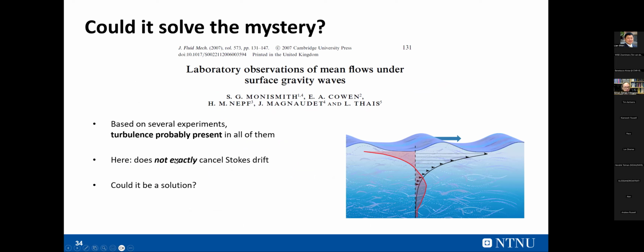You notice it does not exactly cancel the Stokes drift. It sort of almost does, or at least partly does near the surface. In the deep, it actually has the opposite effect. Could it be a solution? I'll leave that question out there.